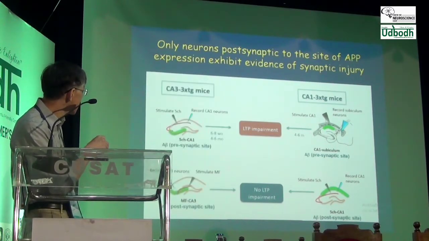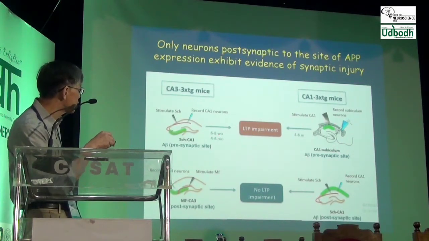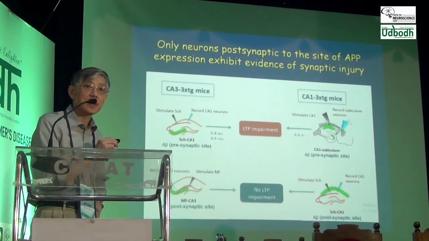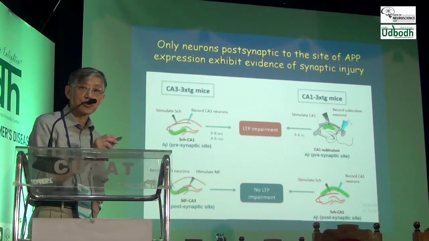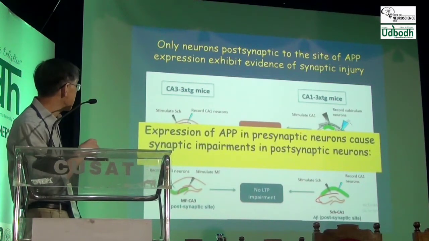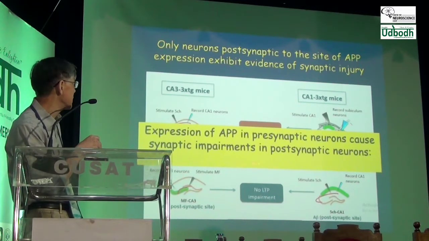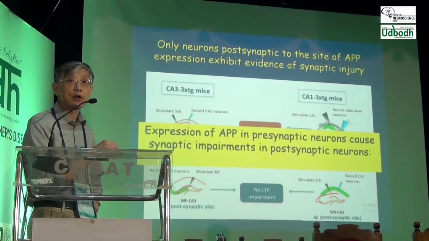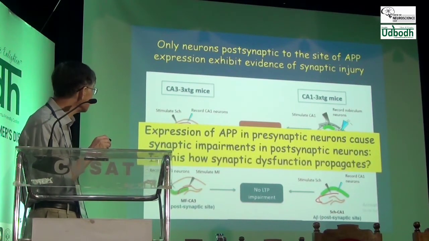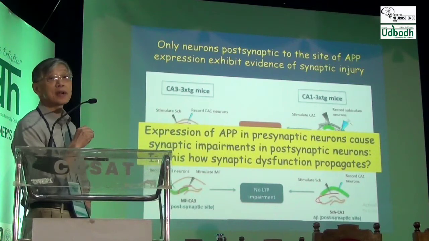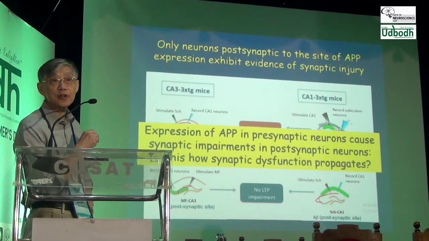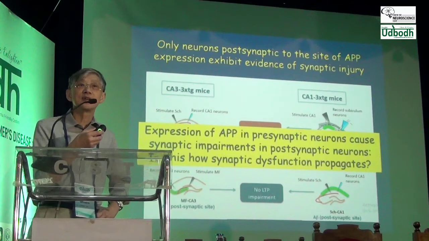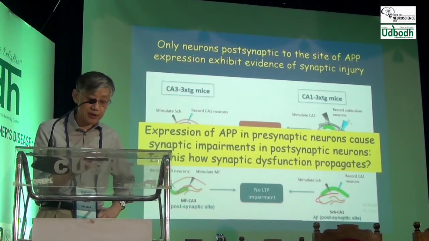So both systems show that LTP impairment only occurs when you stimulate the axons from the neurons in which the transgene is expressed, not when you stimulate the axons coming in to the neurons where the transgene is expressed, okay? So this means that expression of APP in presynaptic neurons causes synaptic impairments in postsynaptic neurons. It's an anterograde phenomenon. It's what we can delineate using these specifically targeted mice. Okay, is this how synaptic dysfunction propagates? It's interesting to speculate, but of course in the brain, since APP is expressed pretty much pan-neuronally, we would never see this, but only in isolation, as I just showed you.